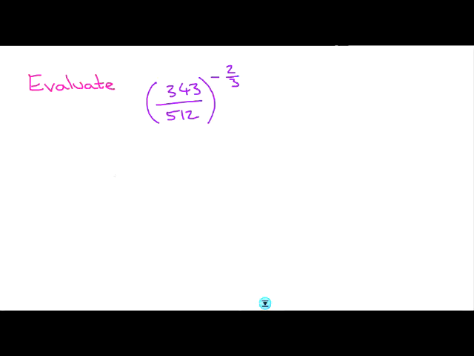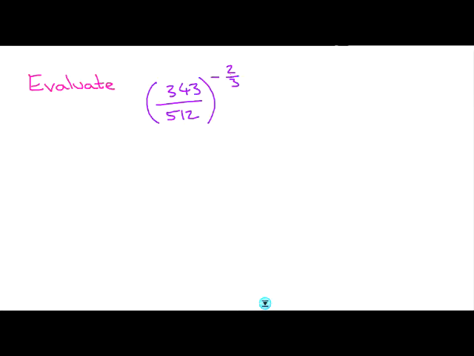Hi guys, we're going to have a very quick video here on indices, and I'm only going to focus on the tougher questions. I've chosen these numbers because I want to make sure that, without a calculator, you have a way of doing these. So I want to evaluate this fraction to the power of minus 2/3.